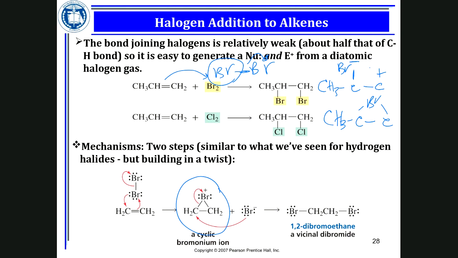So now the Br minus is acting as a nucleophile. Remember, for addition you had an electrophile and a nucleophile. When you are adding water, the electrophile is H plus and the nucleophile is OH. When you are adding HBr, H is the electrophile and Br is the nucleophile. When you are adding Br2, the first Br is your electrophile because it's coming with no electrons. The second Br is going to be your nucleophile.